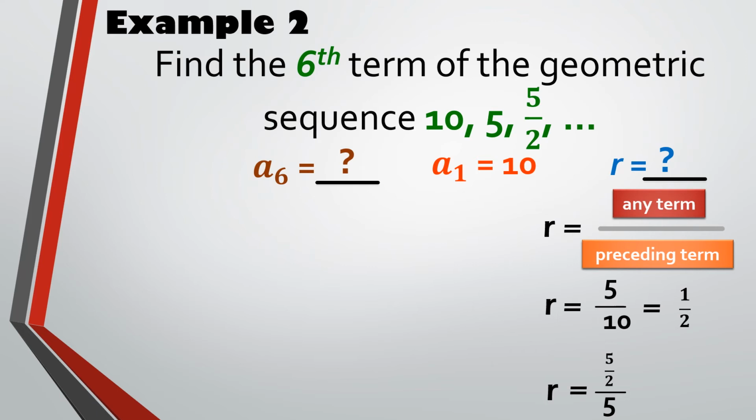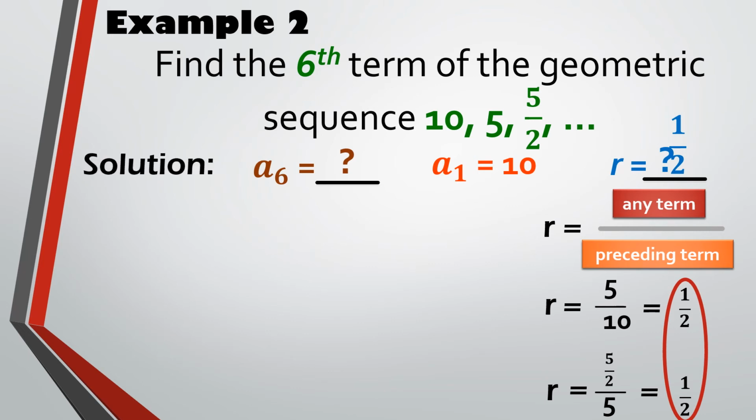Now, this is division of fractions. So you need to review your knowledge about dividing fractions, okay? Or you can use your calculator also. So this is equal to 1/2 also. Since we have the same answer in the ratio, then we can say that 1/2 is our common ratio.